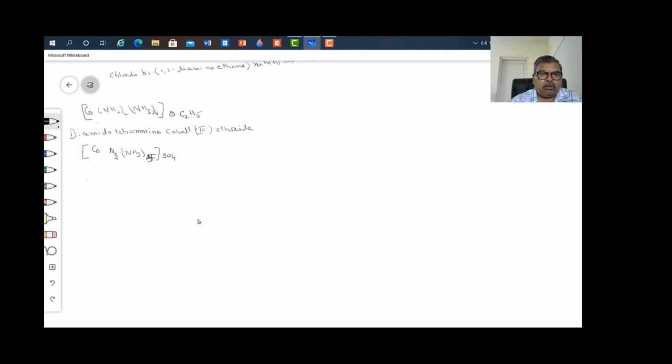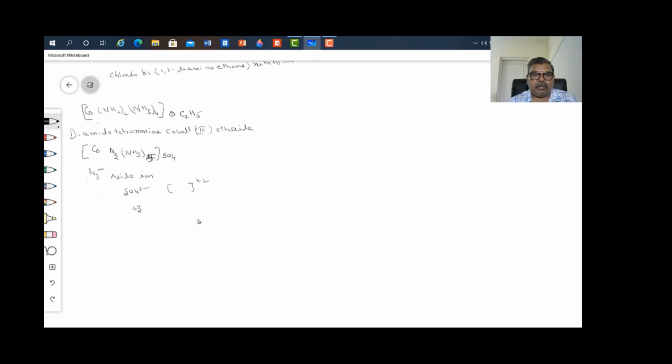So here cobalt has coordination number 6. It accepted one electron pair from the azide ion, N3 minus ion. Here the N3 minus ion is there; this is the azide ion. Now SO4 is carrying 2 minus, and therefore the complex should carry plus 2. So the cobalt oxidation state is plus 3.